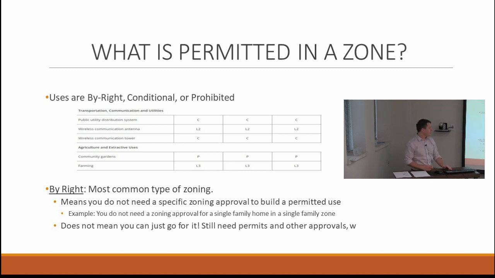By right zoning means you don't need a specific approval, but that doesn't mean you can just go ahead and build a single family home there. You gotta make sure you're complying with the building codes and everything else that I'll be getting to in just a minute.